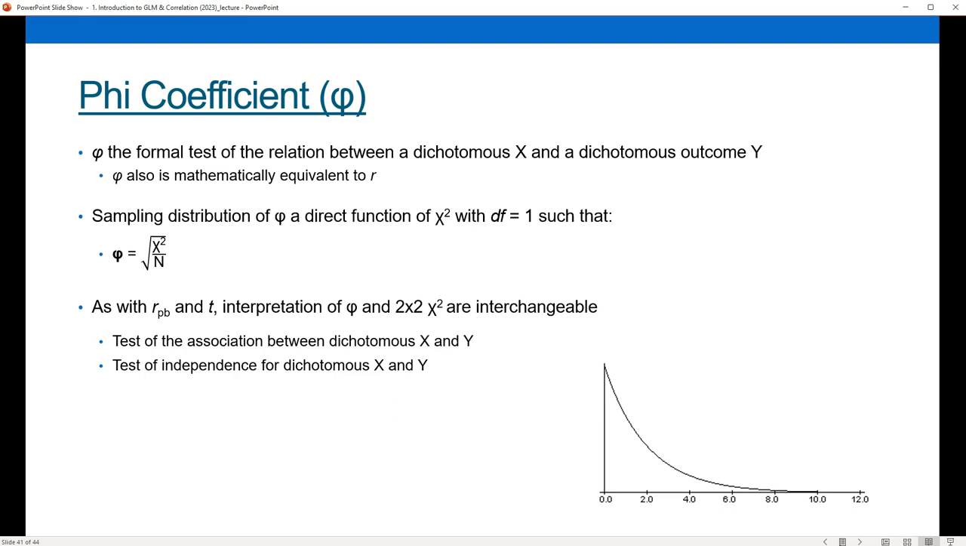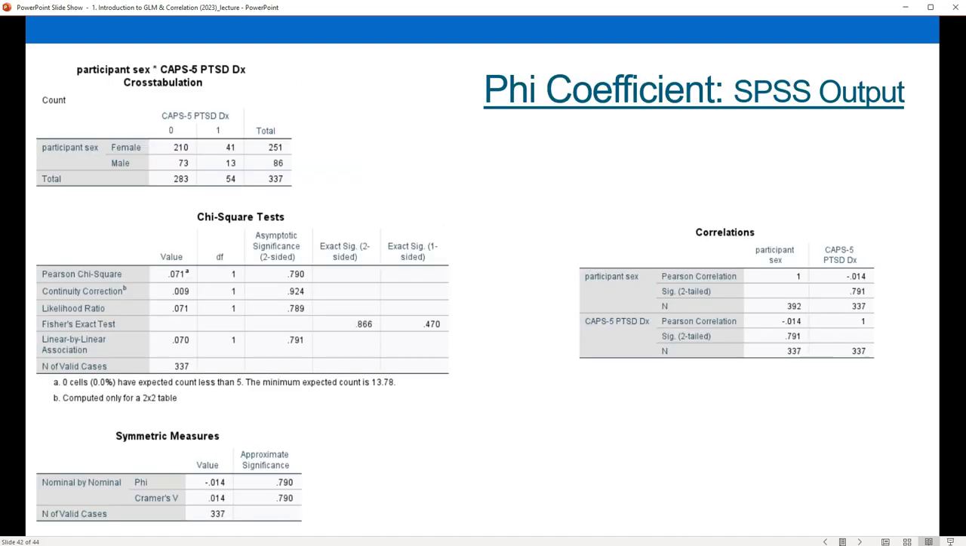Phi coefficient is nice because it's more interpretable, since I can interpret it like I would any other Pearson correlation. Okay, so if I look at the association between participant sex and PTSD diagnosis, no or yes, and I run this using a chi-square test, I see that the p-value for that test is 0.79. My phi coefficient is negative 0.01. If I take these two variables and just run a correlation, I get the same correlation and almost identical p-value. These two things are functionally interchangeable.